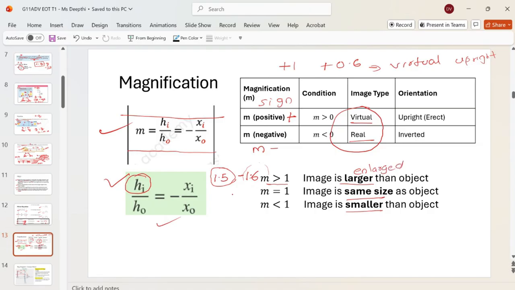Now, if the value of M is equal to 1, then that means it's the same size. The object and the image are the same size. But if the value of M is less than 1, for example, 0.5 is less than 1, minus 0.7 is less than 1, right? So don't look at the sign. If the values are less than 1, then that means the image is smaller than the object, or it is a diminished image. So that is the meaning of the word magnification.